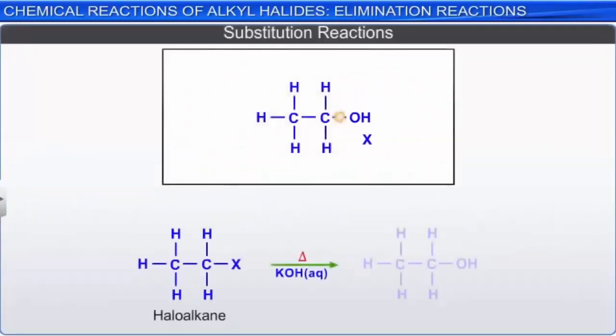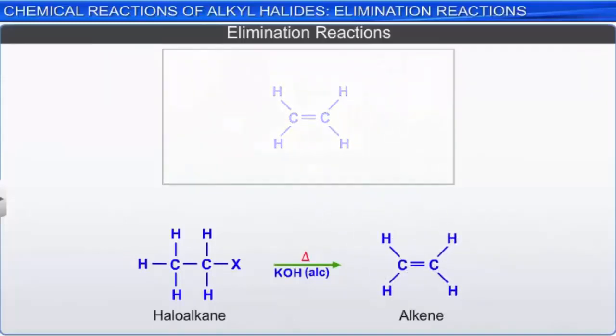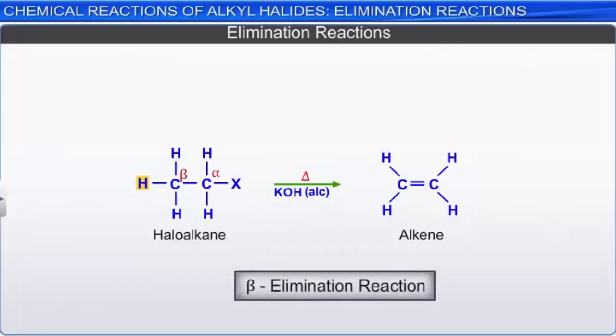Apart from undergoing substitution reactions, haloalkanes also undergo elimination reactions. In these reactions, a haloalkane with a beta hydrogen atom, on heating with an alcoholic solution of potassium hydroxide, loses a halogen atom from the alpha carbon and a hydrogen atom from the beta carbon to form an alkene molecule. Since a beta hydrogen atom is involved in the elimination, these reactions are often called beta elimination reactions.